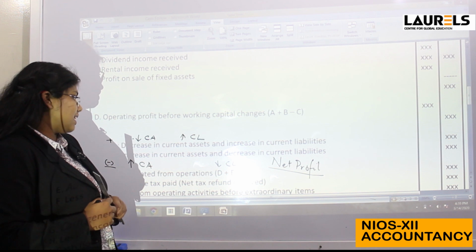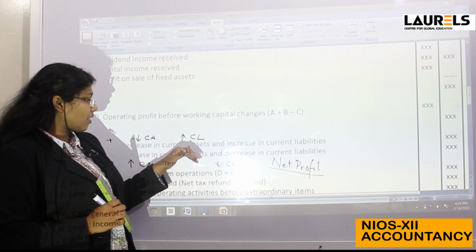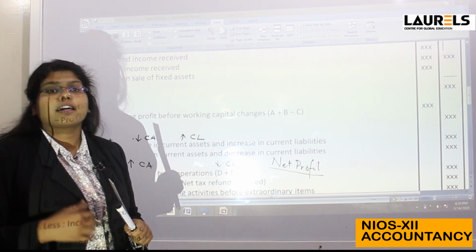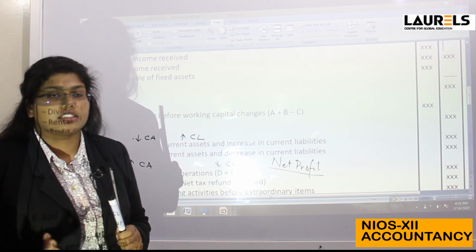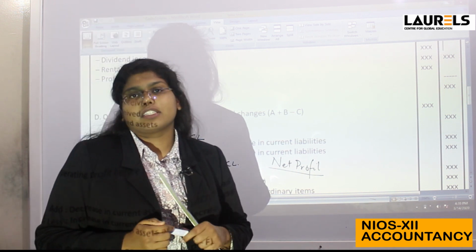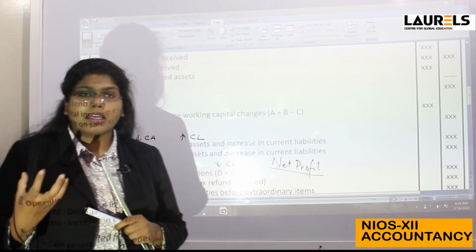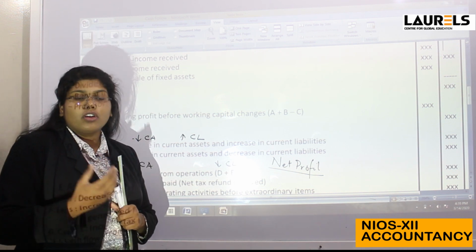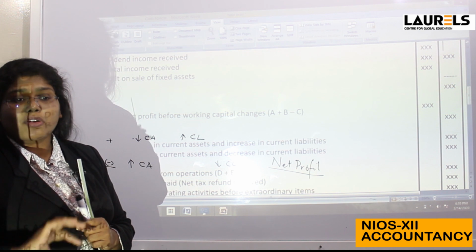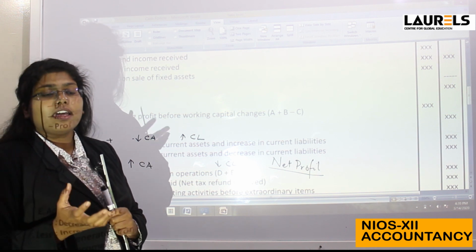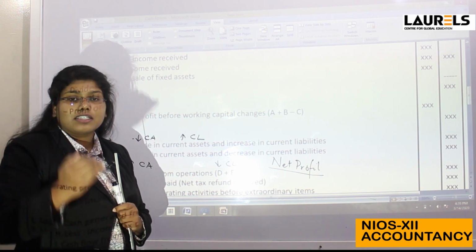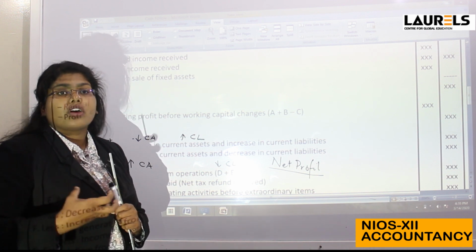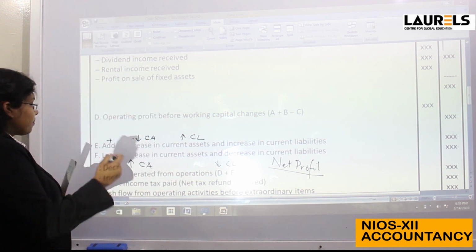Okay, if I give an example, suppose our receivables have decreased. It's a current asset. Receivables is a current asset. So if our receivables have decreased, what does that mean? That means that you have received money, or your receivables have decreased means some of your debtors have paid money, thereby your receivables have decreased. So that is a decrease in current assets. That means you have received cash, that is why we add it.